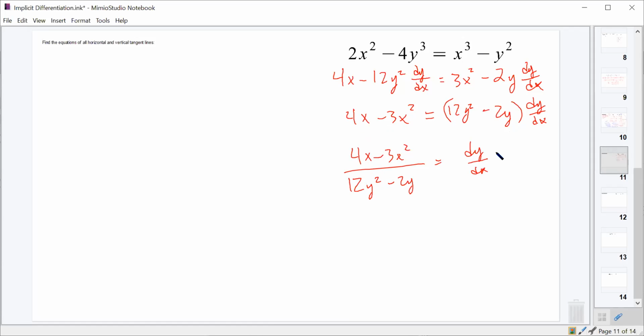All right. So we want horizontal and vertical tangent lines. For the horizontal tangent lines, we need to set the numerator equal to 0.